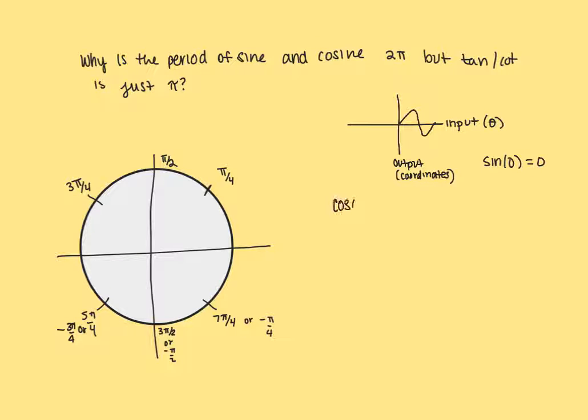Let's start with cosine theta. I'm going to stop calling it x's and y's and call it input, your theta, and your output here. We're going to plug in some key points for cosine and see what happens. I'm going to start with 0 radians. Cosine of 0 is 1. Cosine of pi over 4 is root 2 over 2. Cosine of pi over 2 is 0.